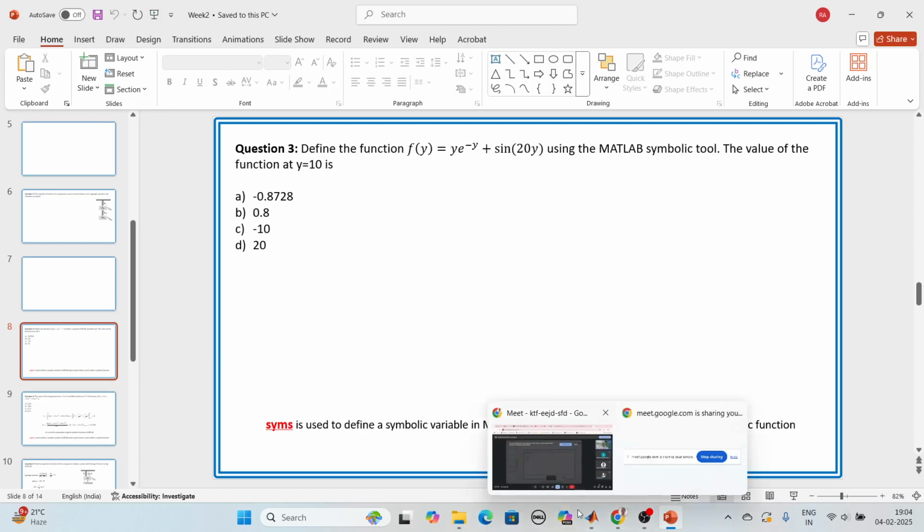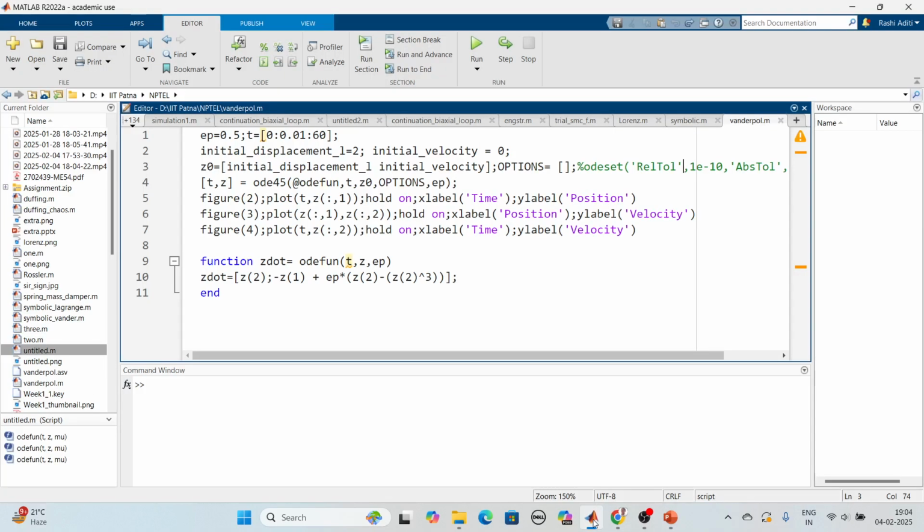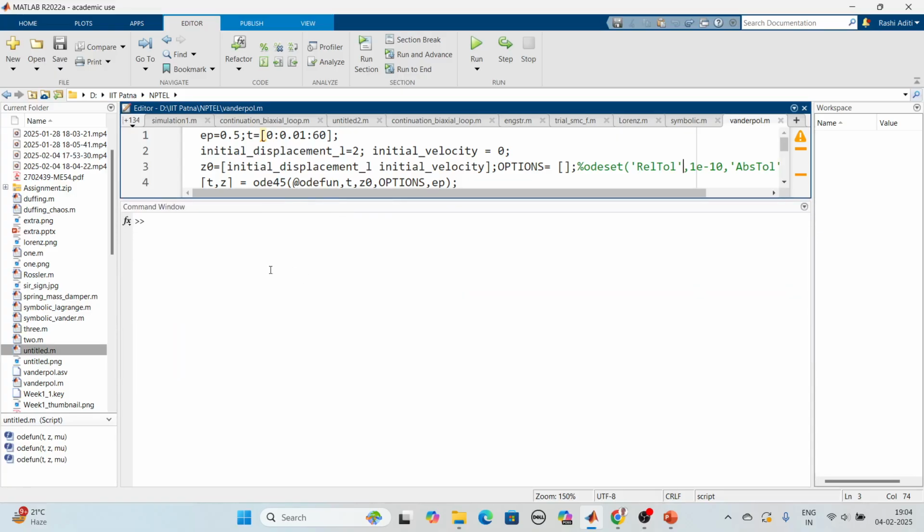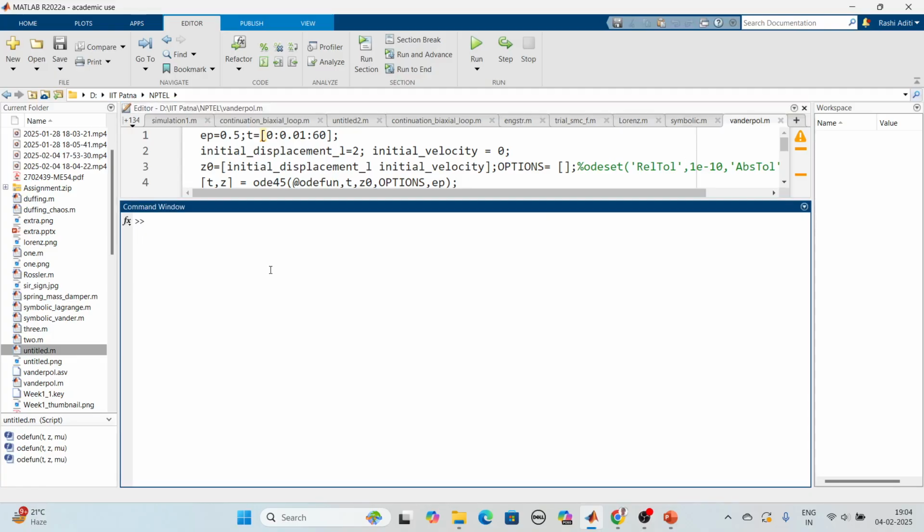symbol. Okay, so what are we going to do? We just open MATLAB. Okay, syms y. See, you can see over here in the workspace.